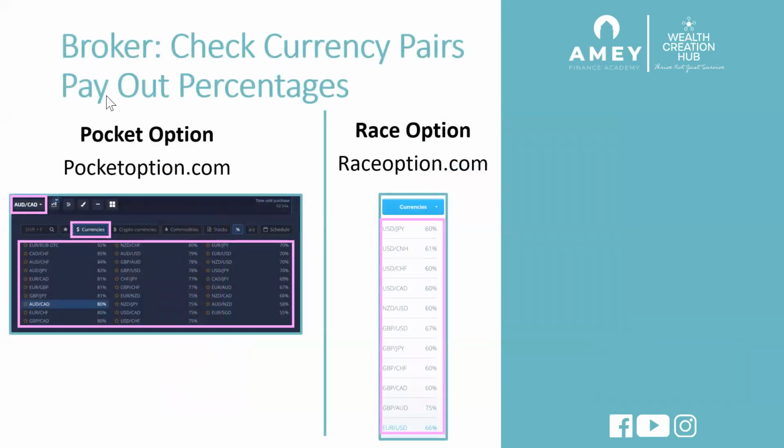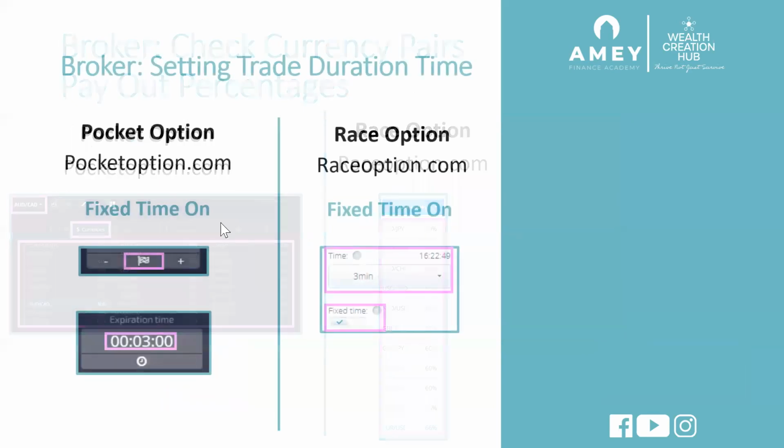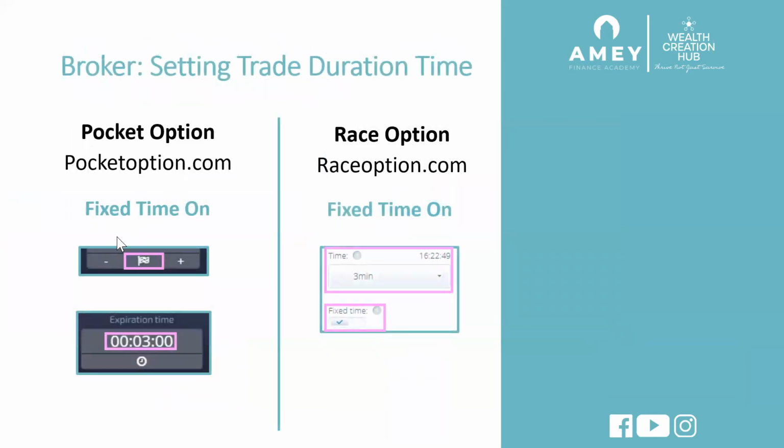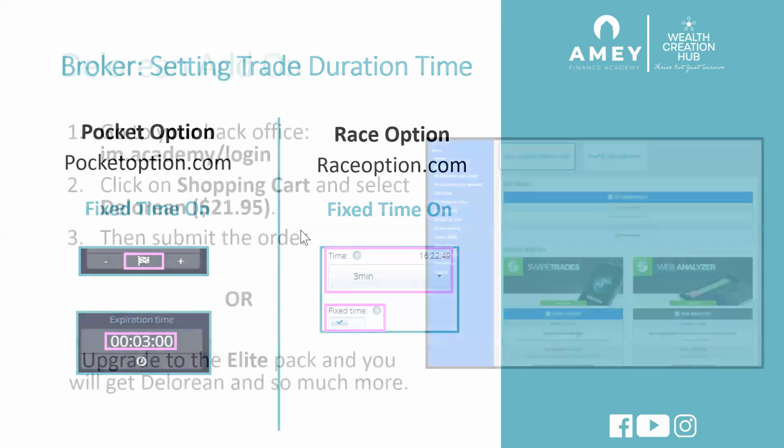Brokers, check your currency pairs and payouts for your brokers and so forth. So you can see the different currency pairs and the different ones there. Also, when you're setting fixed time on Pocket Option, you can click on the flag, and then you can set your expiration time so easily. Fixed time means that you're only going to get the full duration of time, and it's not going to get manipulated by the broker. So you won't get manipulated by the broker.